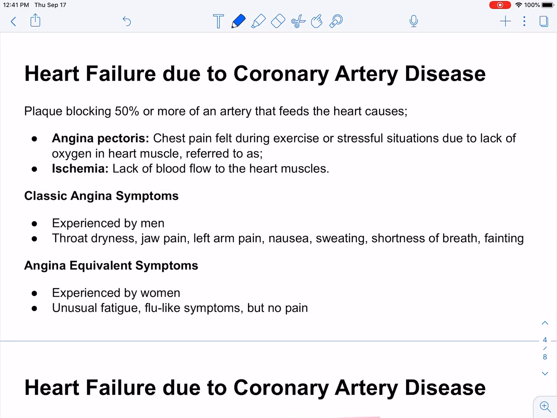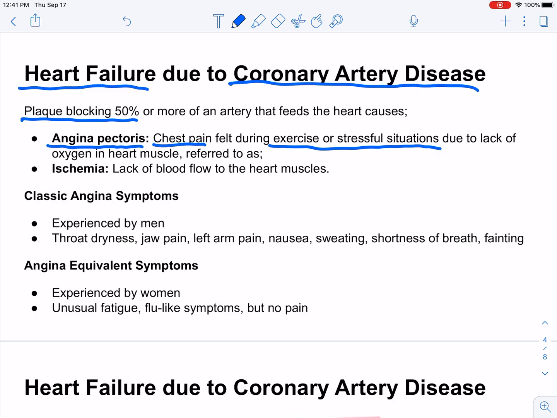It's a little confusing with the terminology, but bear with me here. So here's how this all connects, right? Heart failure due to coronary artery disease. Once plaque has blocked up to 50% or more of the artery, whenever a person's exercising or in a stressful situation, even if they're going on a long walk or something, they're going to feel chest pain. And that chest pain is called angina pectoris.